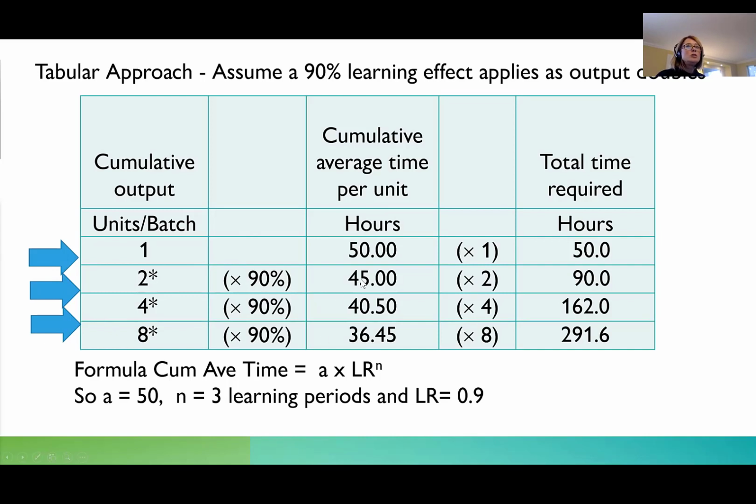Formulaically like this, you can do the tabular approach, but you could just use the formula. So at an output of 8, we get 50 times 0.9 to the power of 3 equals 36.45. Basically, that is 50 times 0.9 times 0.9 times 0.9, 3 times. You can use that to help you answer questions, and I'll show you that in a question in a minute. Commit that one to memory. That's a really good thing to have learned and understood.